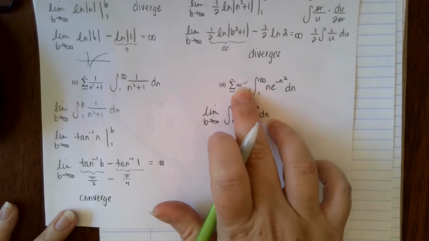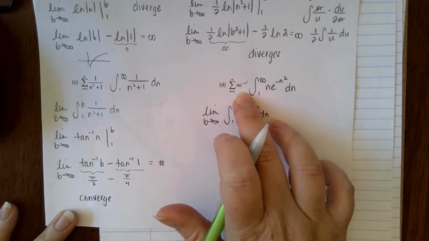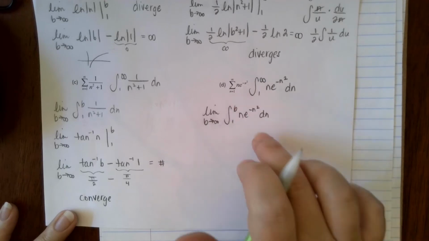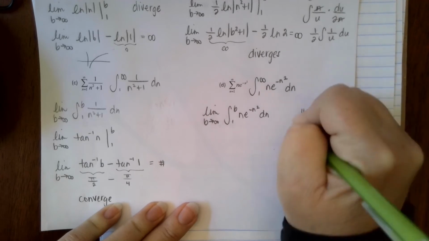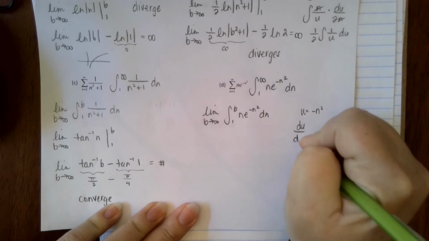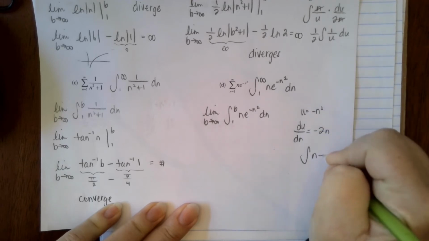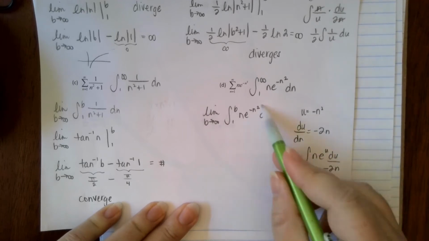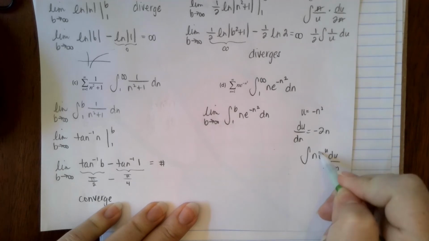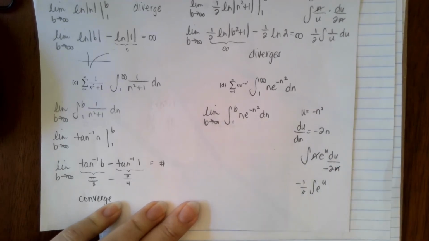And looking at this doesn't look like anything I would know. I wouldn't be able to guess whether I was thinking this thing would diverge or converge. Okay, so we've got to do the work. So, our u is negative n squared. du over dn is equal to negative 2n. So I'm integrating n e to the u, du over negative 2n. Well, the n's go away. And I'm integrating negative 1/2 e to the u.